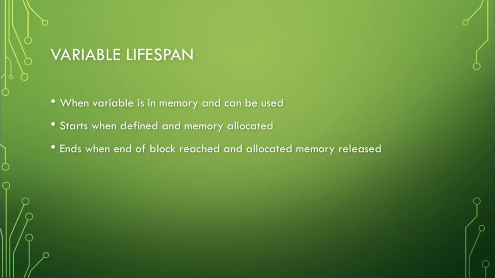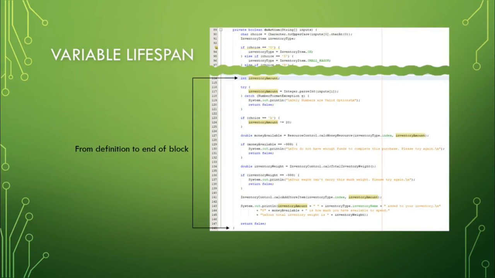The lifespan of a variable is when the variable is active in memory and can be used. It starts when the variable is defined and memory is allocated for it. It ends when the end of the block it is defined in is reached and the allocated memory is released. Here's an example from our code of variable lifespan showing where the variable is defined and where the block it is defined in ends.